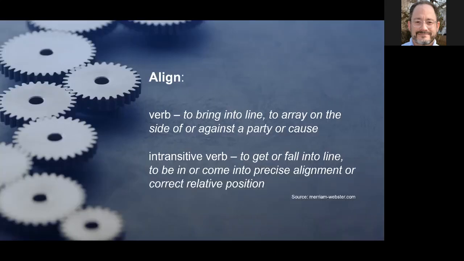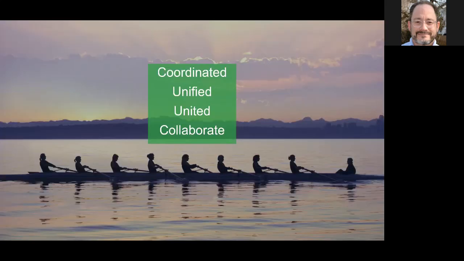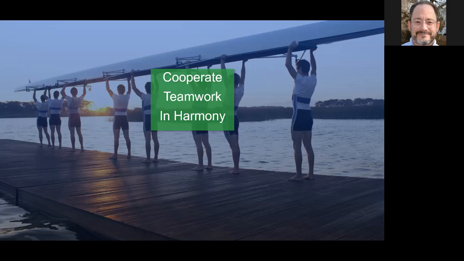So as we talk about alignment, let's first get everybody on the same page and review the definition of align. As a verb, it's to bring into line, to array on the side of or against a party or cause. As an intransitive verb, it's to get or fall into line, to be in or come into precise alignment or correct relative position. Some other synonyms for align are coordinated, unified, united, collaborate, cooperate, teamwork, and harmony.